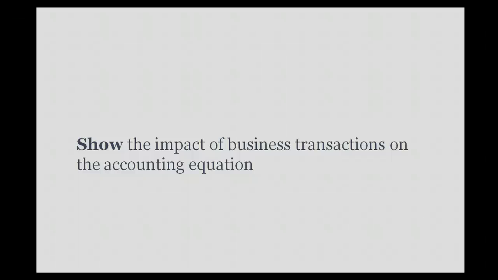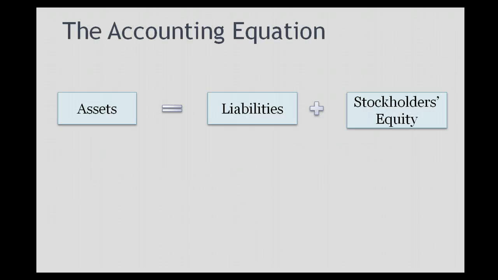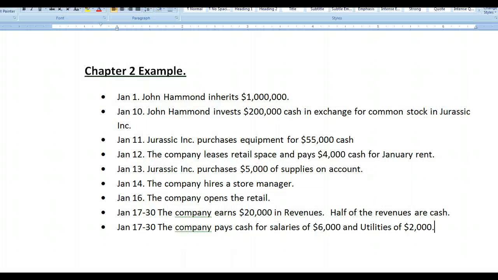In this section, we're going to show the impact of business transactions on the accounting equation. The accounting equation says assets equal liabilities plus stockholders' equity. Every business transaction has an impact on the accounting equation. And what we're going to do is take several transactions and see how the accounting equation is affected by that transaction. We're going to go back to these transactions and take a look at each transaction and how it affects our accounting equation.